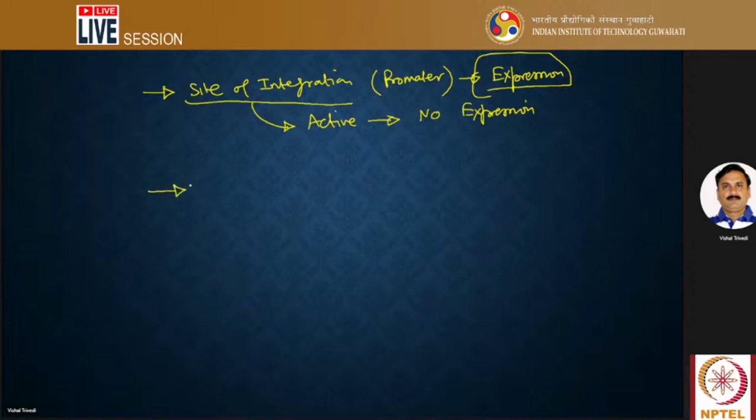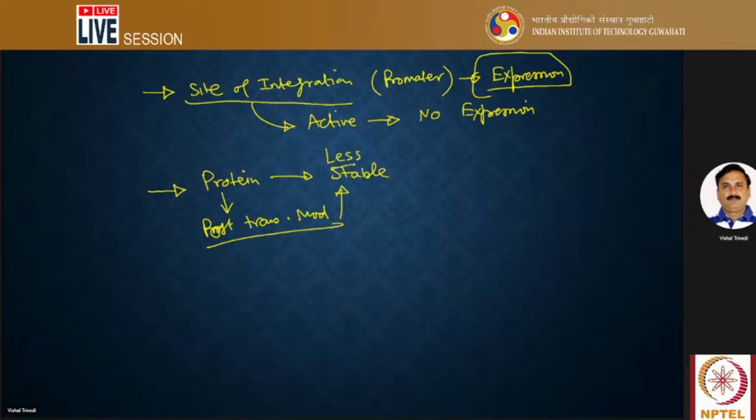The second thing is, suppose the protein got produced, right? So you got the protein, right? That protein may not be stable, because when you are producing the protein it is required to have post-translational modifications, and that post-translational modification machinery is not available, or you might have done something related to that, and that may make the protein less stable. Okay, so it's going to be less stable, and in that case it's going to cause protein degradation.